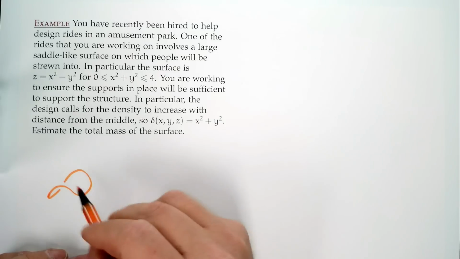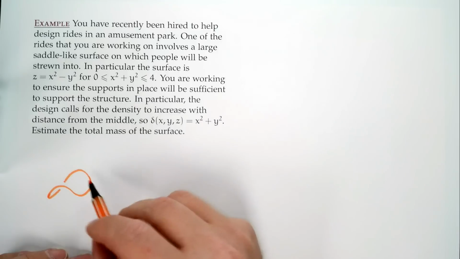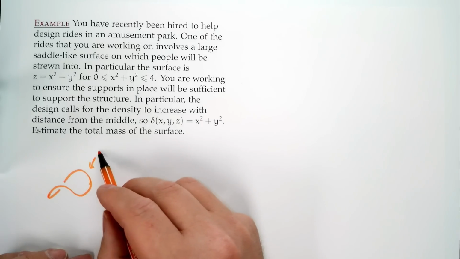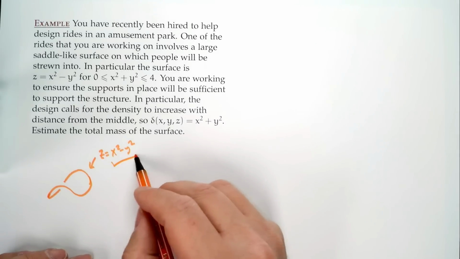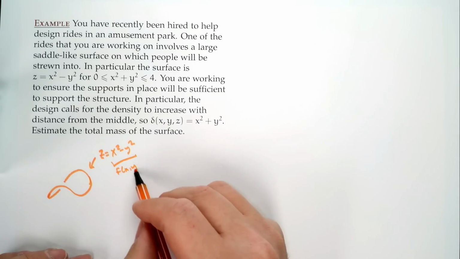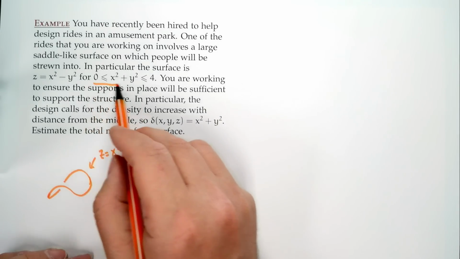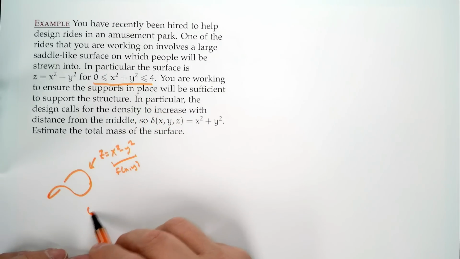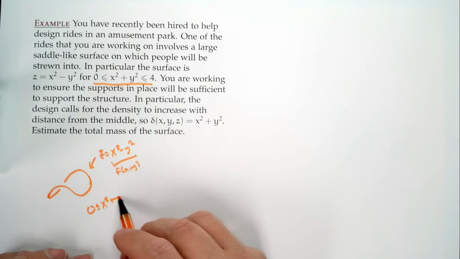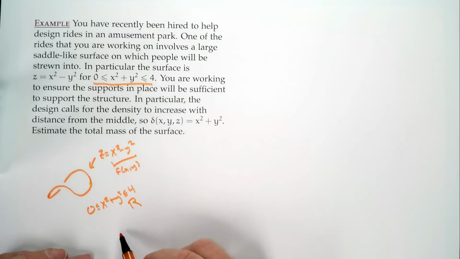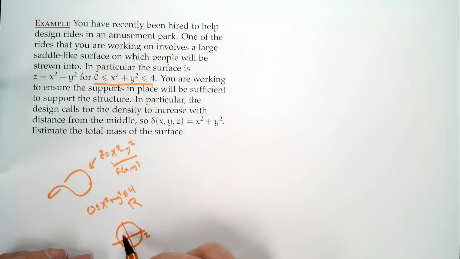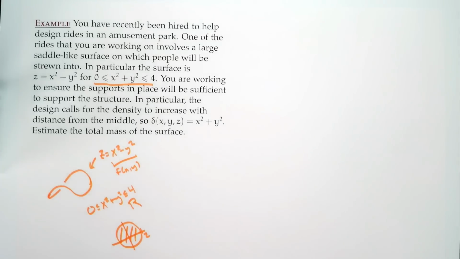Something looking roughly like that. Okay, so here, this is our surface, z equals x squared minus y squared. That's our f of x, y. And then this, at 0 less than or equal to x squared plus y squared less than or equal to 4, this is our region R. In particular, it's a circle of radius 2. Okay, so there we go.